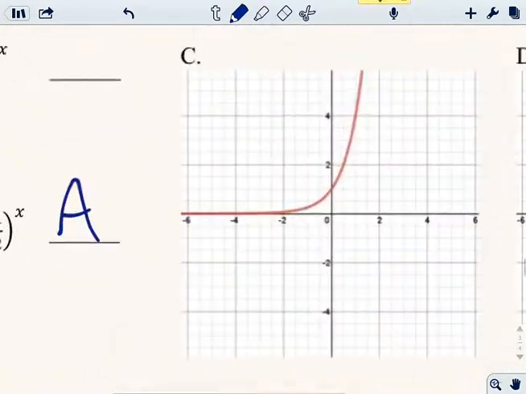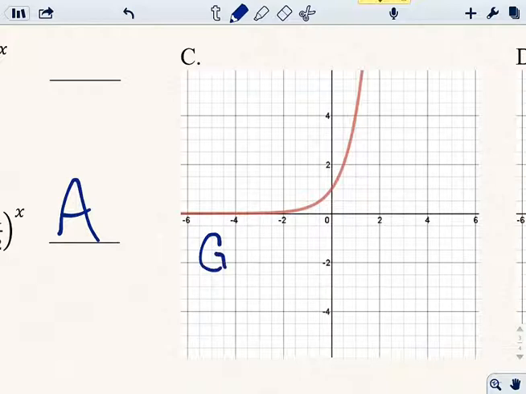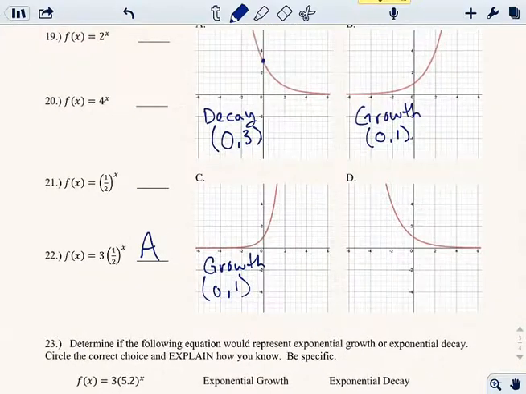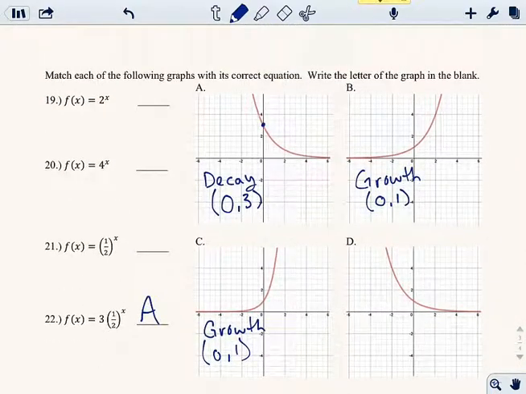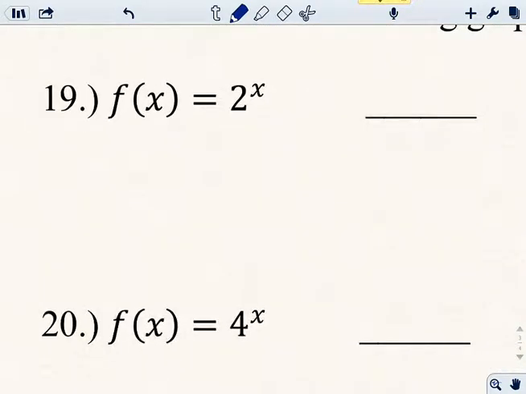So if I look at C, C is also going to be growth, and it's also going to have a y-intercept of (0, 1). So I need to figure out how do I tell the difference between B and C when it comes to looking at their function. And so if we zoom in here, we can see that the big difference is this value right here, this 2 versus 4, the growth rate.